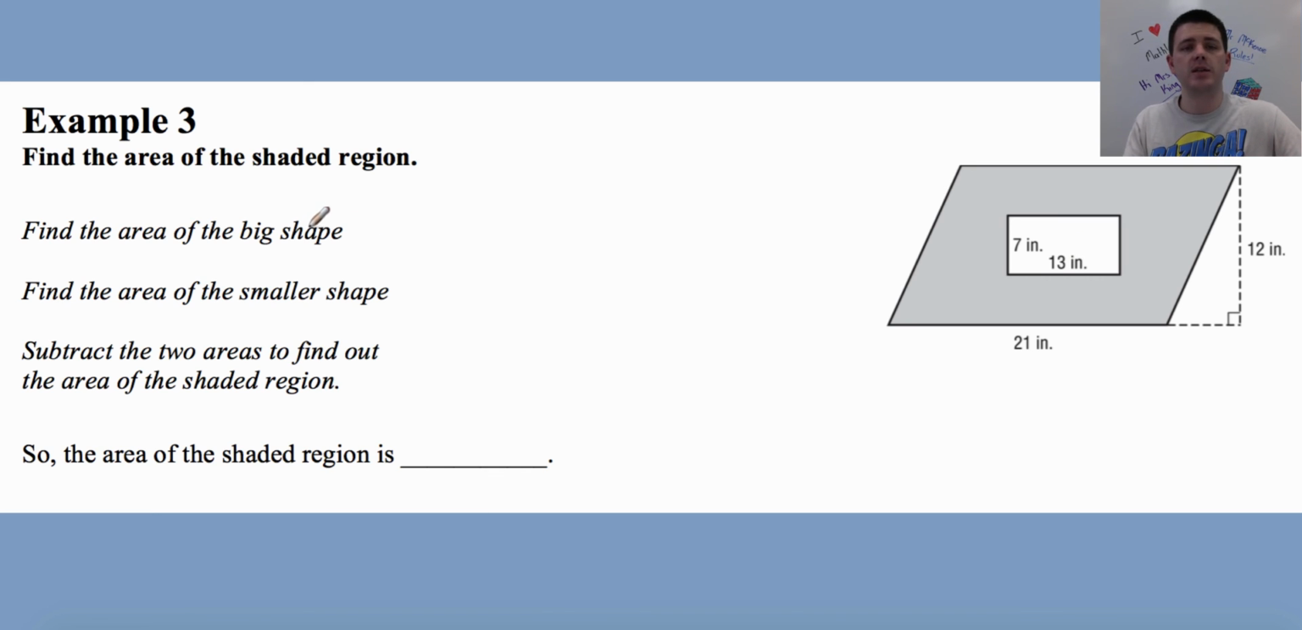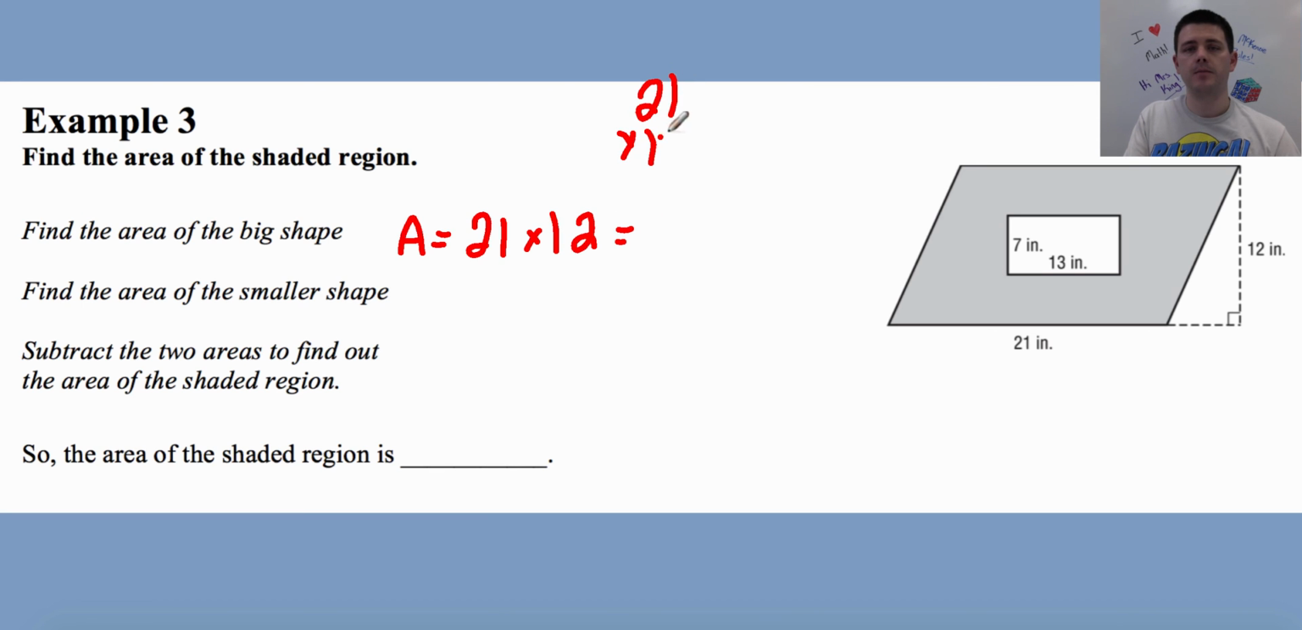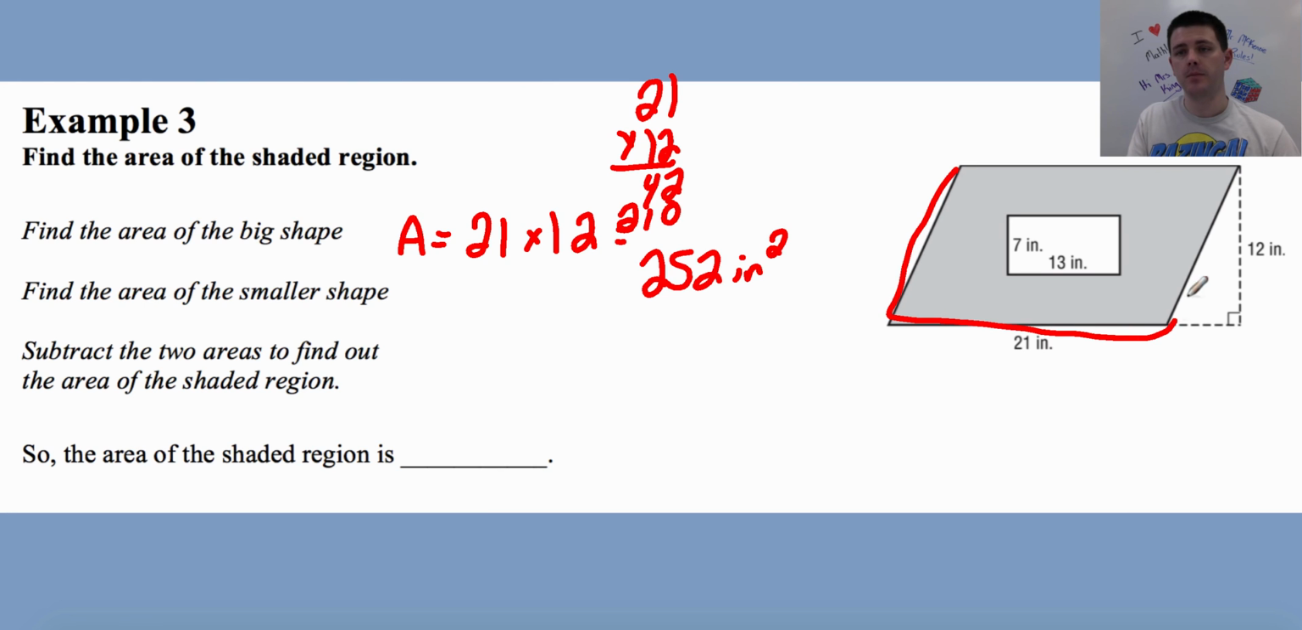Well, it's just a 3-step process. Find the area of the big shape, find the area of the smaller shape, and because they took it away, there's less material there. They stole away that middle section. We're going to subtract the 2 pieces. So the big shape is a parallelogram. It has a base of 21, a height of 12. So 21 times 12. Do a little math off to the side. Get a 2 and a 4, a 1 and a 2. So I get a total of 252 inches squared. That's for my big parallelogram.